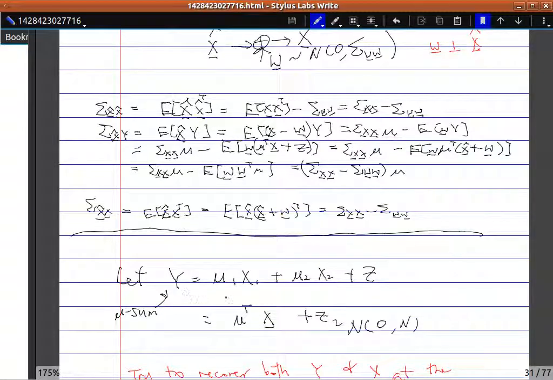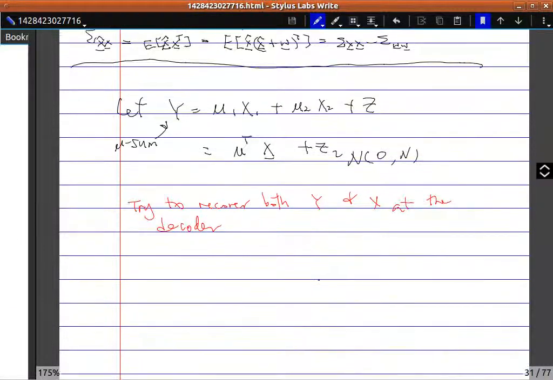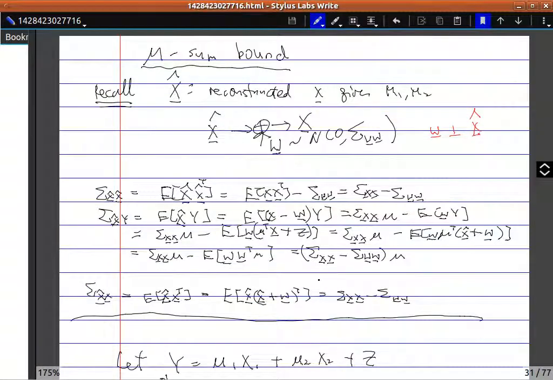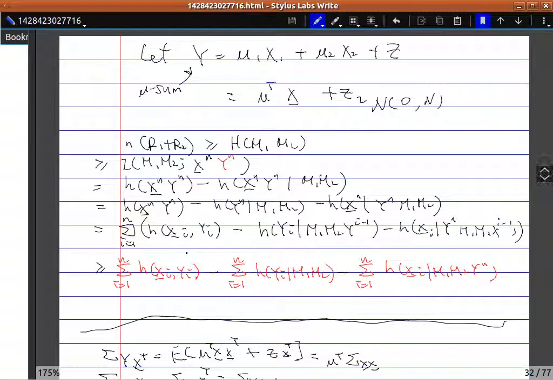We have a y here, which is just a linear combination of x1 and x2. Now at the decoder, we're trying to reconstruct not just x but also y. Let's see, we can compute the covariance matrices for x hat and y and so on. Let's see why I need that. I probably need that later on.